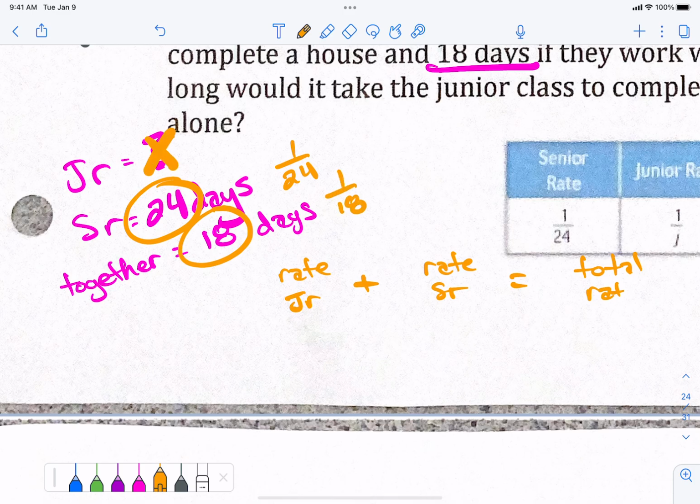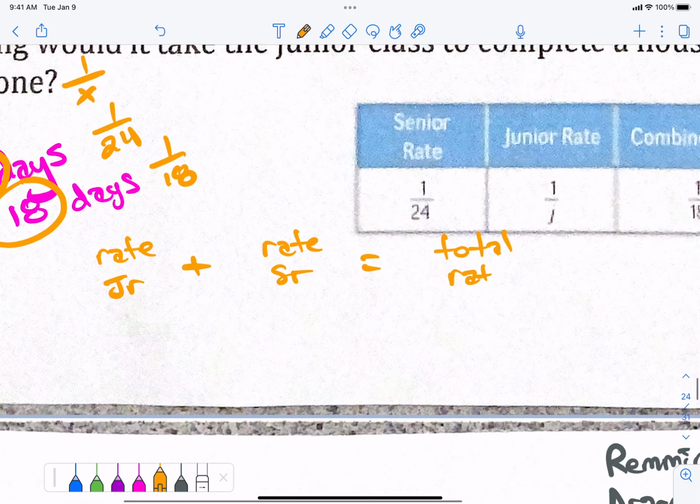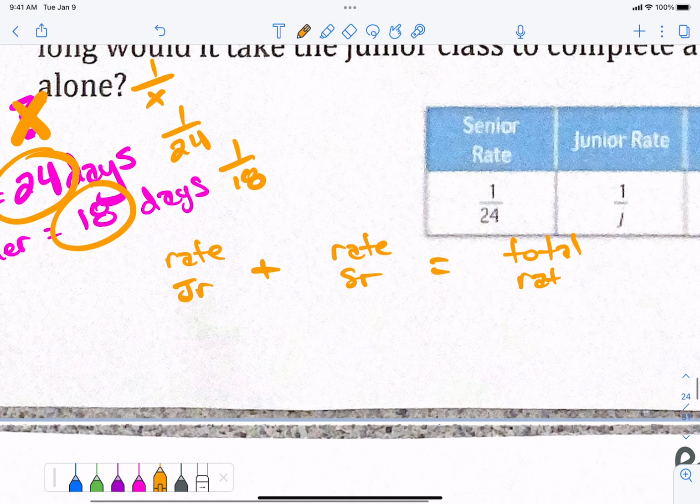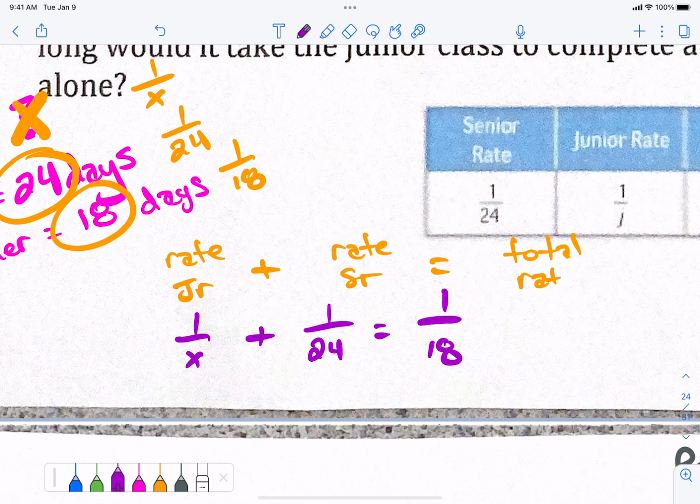Now, we don't know what the junior's rate is, so we're going to call it X, and their rate would be 1/X. From here, it's a lot easier. The rate of the juniors, 1/X, plus the rate of the seniors, 1/24, equals the total rate, which is 1/18. This is a lot easier to find a common denominator than it was in the problem above.